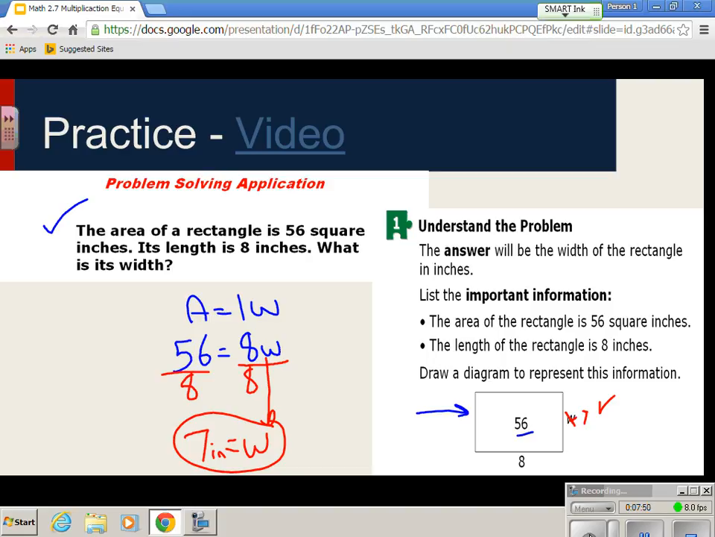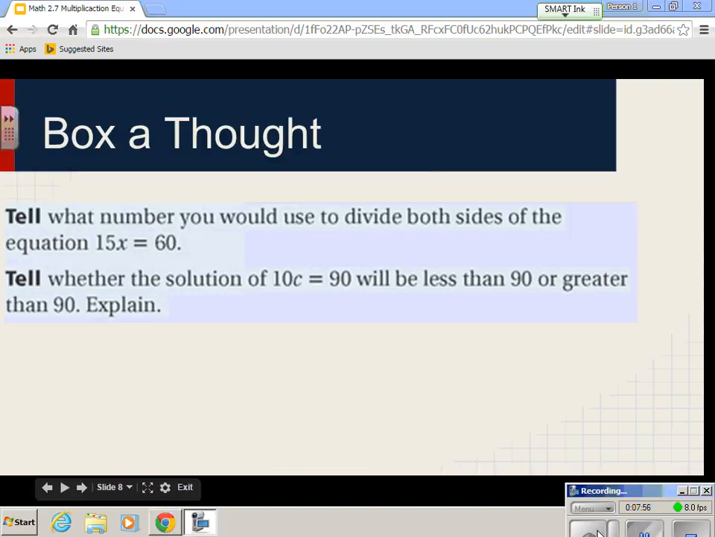Give yourself a round of applause if you got it correctly. Good job. So here's your box of thought for today. Go ahead and complete this in your notebook. First question says, tell what number you would use to divide both sides of the equation. So what would you divide both sides by is what I want to know.